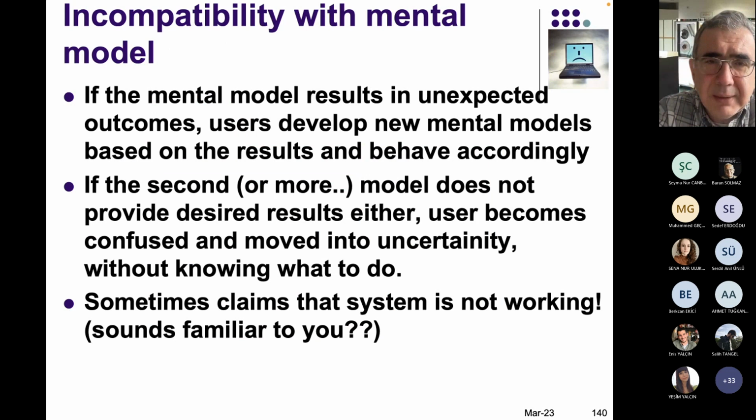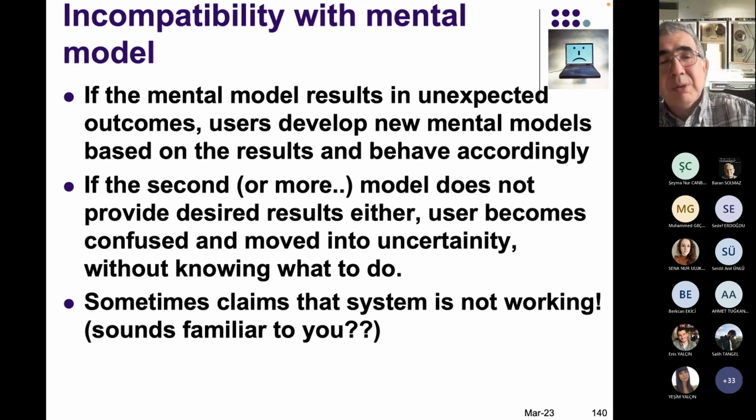When the mental model is incompatible with the device and interface, if the mental model results in unexpected outcomes, users develop new mental models based on the results and behave accordingly. If the second mental model does not provide desired results either, the user becomes confused and moves into uncertainty without knowing what to do. Sometimes they claim that the system is not working at all.